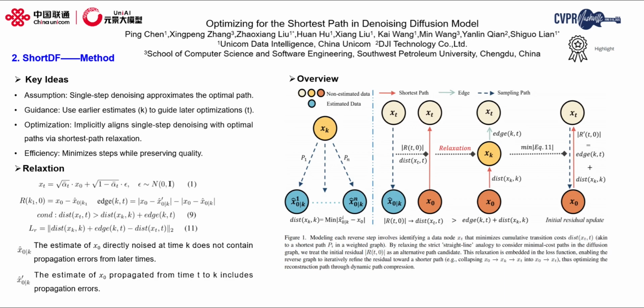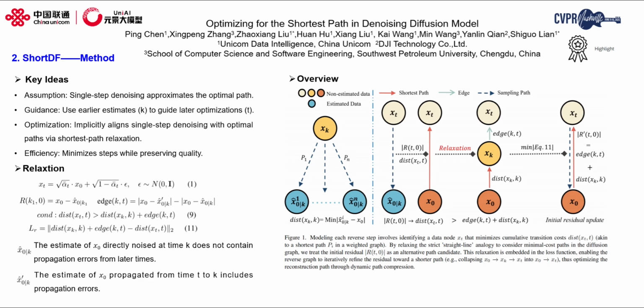Imagine we have many possible paths, and each path corresponds to a reconstruction error. We define the optimal reconstruction error as dist. To achieve efficient sampling, we assume that single-step denoising can approximate the optimal multi-step path. Moreover, we leverage earlier denoising steps, denoted as step K, to guide later steps, denoted as step T. If we already have an optimized result at step K, and we know how the error would propagate between steps T and K, we can update the result at step T using information from K.